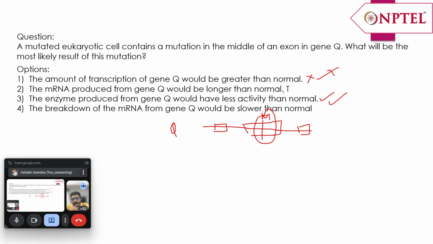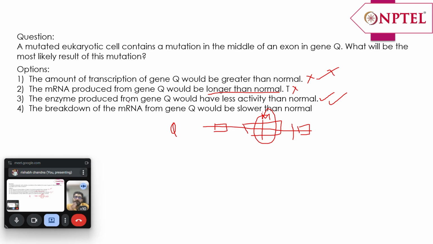So if that would be the case, because here the splicing inability is being taken into consideration. So if there would be any mutation in the introns, that would actually hamper the splice site, that would result in a longer mRNA than the normal scenario. Okay, so this option is also false.